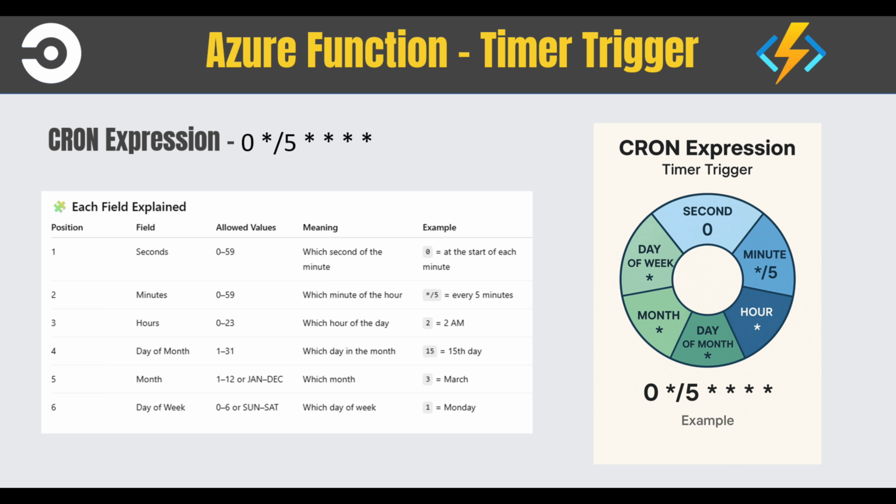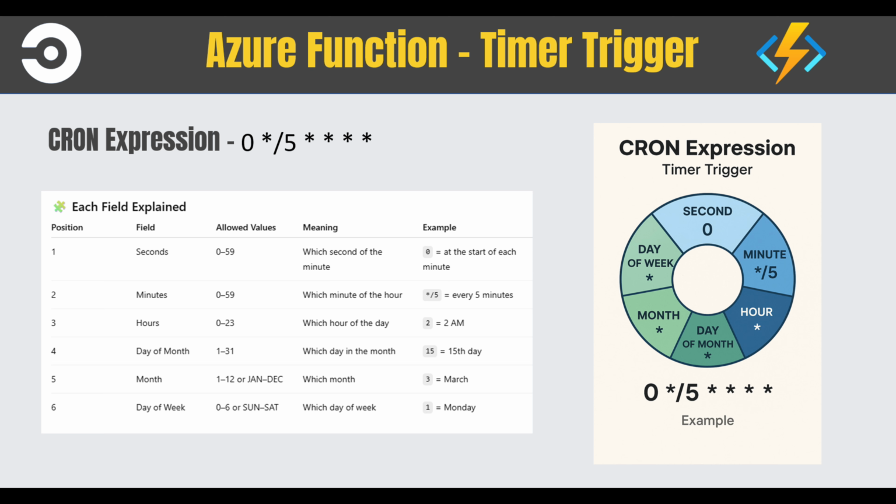Then month, you can specify values from 1 to 12 or Jan to Dec. So 3 means March, that's an example. And then the day of the week, 0 to 6 or Sun to Sat, between Sunday and Saturday. You can specify the three-letter abbreviation to signal which day of the week you need this timer triggered Azure function to run.